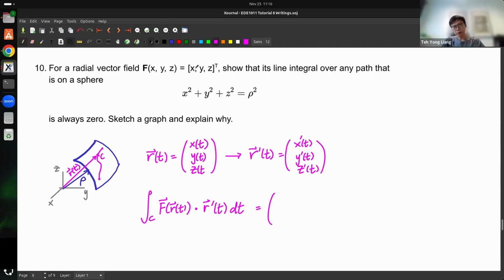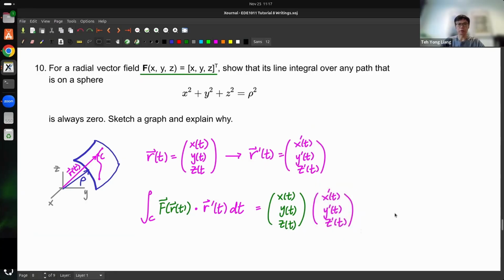Now, when you parameterize, your F is F(x, y, z), but your x, y, z is x(t), y(t), z(t), right? So it means that this F must be F(x(t), y(t), z(t)) as well. Hold on, I use a different color so that you can see this more clearly. This is your vector field. Okay, this is your vector field. Underline in green, okay. Then you dot r prime, but you found r prime already, which is here.